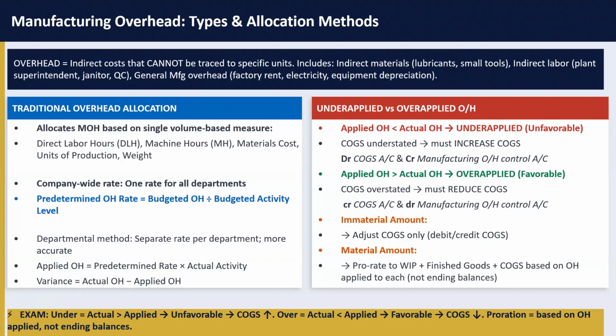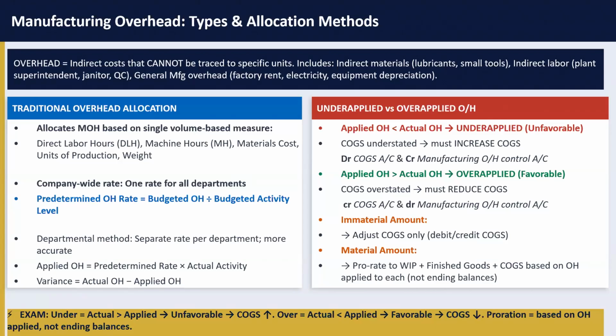Applied overhead is calculated as the predetermined rate multiplied by actual activity. And the variance, we know this: actual overhead minus applied overhead. You will be calculating the overhead variance also in the traditional overhead allocation. Next up, we will have the concept of overhead allocation based on activity-based costing.